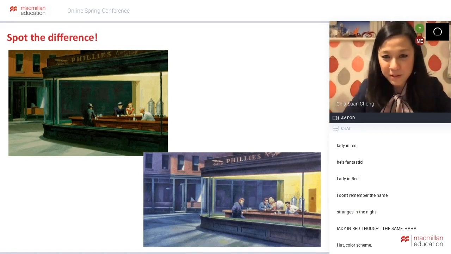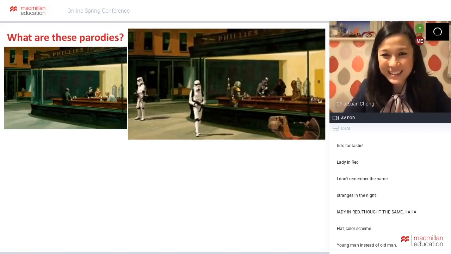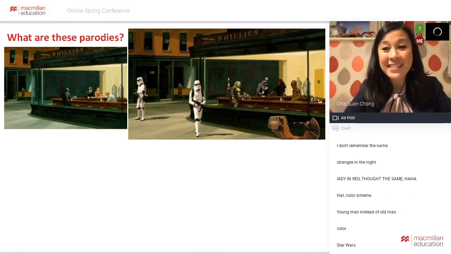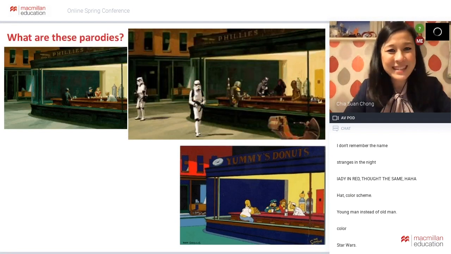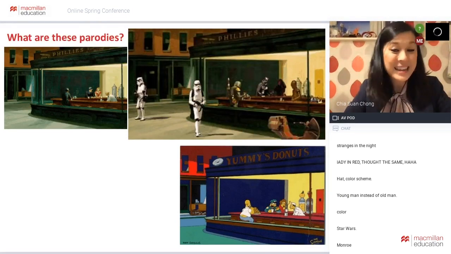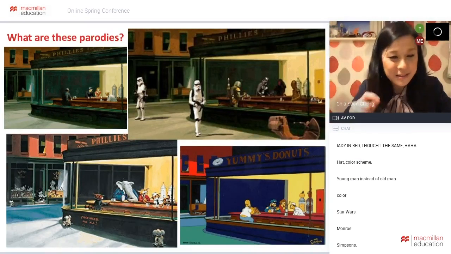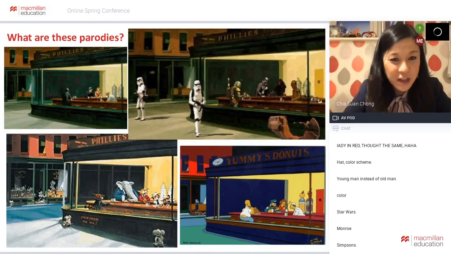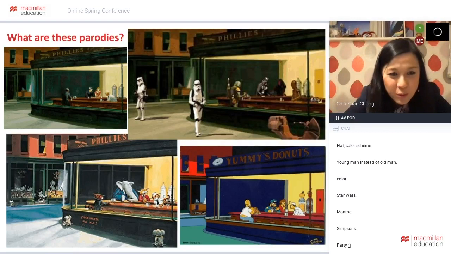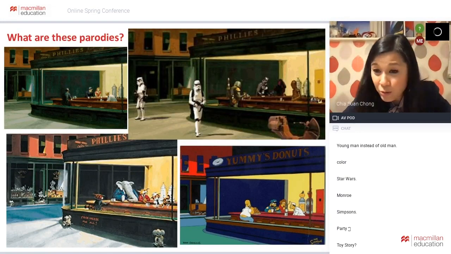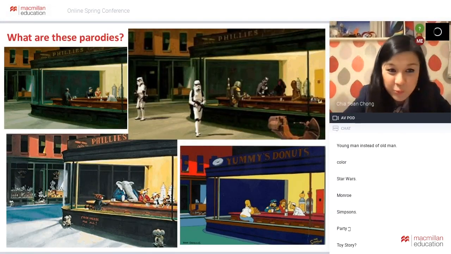I'm sure you know the people in the painting below. Of course, you can talk about the parodies. What parodies are these? Star Wars, absolutely. The Simpsons, we see that again. The Simpsons has always got it right with popular culture. And then we've got this one with the animals on it, a party. Not quite Toy Story. I don't know the characters, do you?